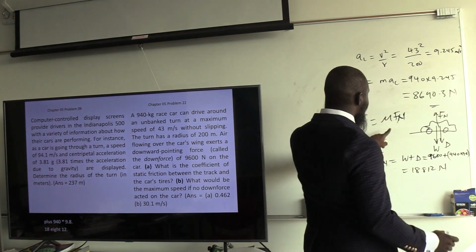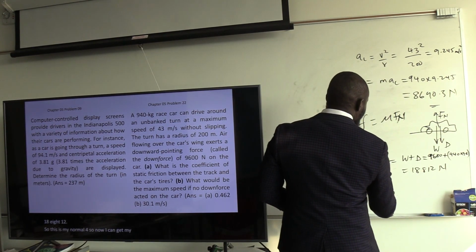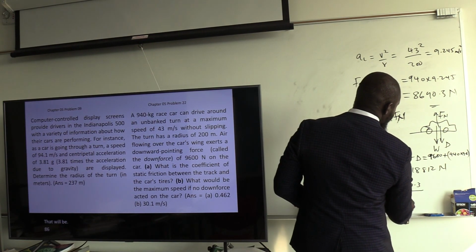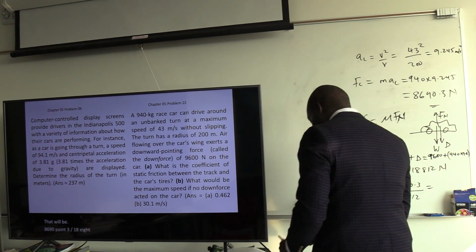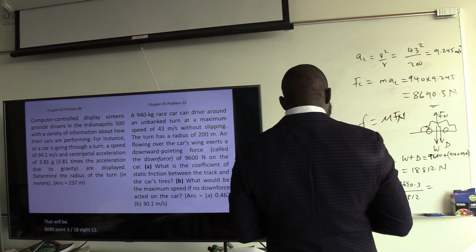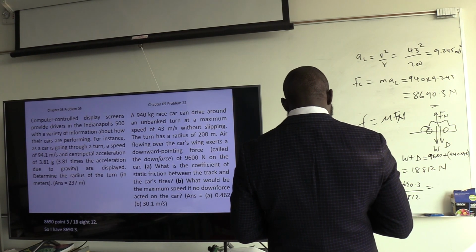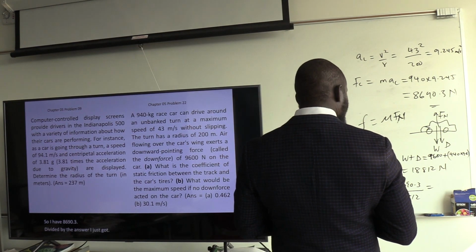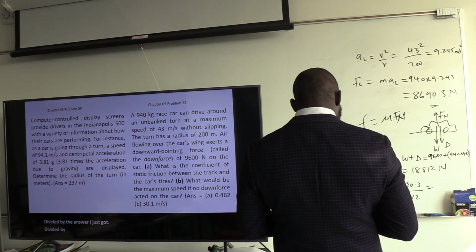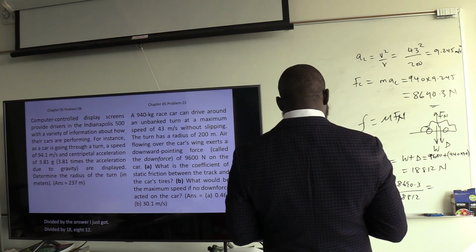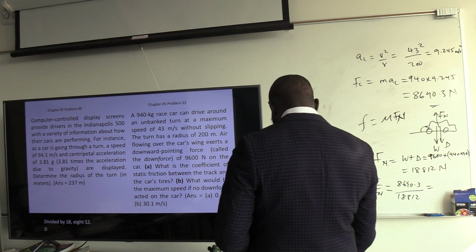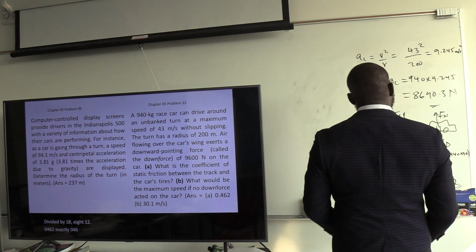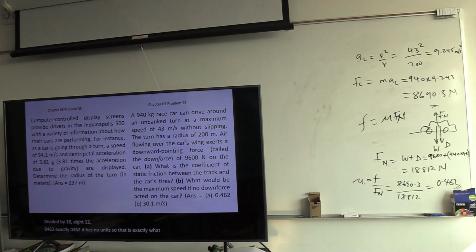So this is my normal force. So now I can get my mu. My mu is frictional force over normal force. That will be 8690.3 over 18812. So I have 8690.3 divided by the answer I just got, 18812, which gives 0.462. Exactly, 0.462. It has no units. So that is exactly what we get for the mu, okay?